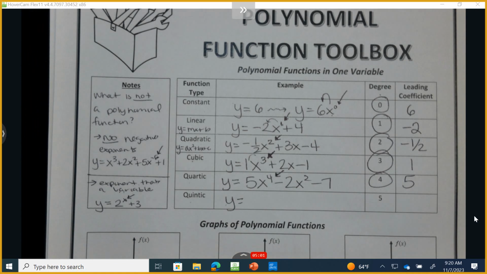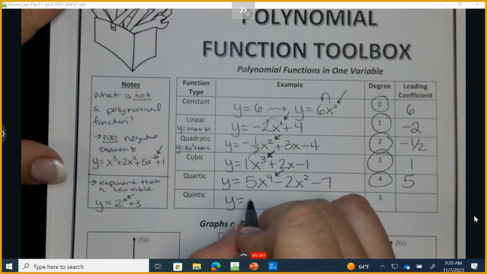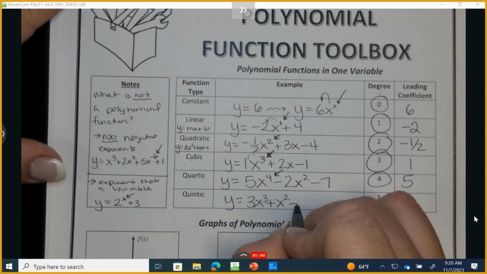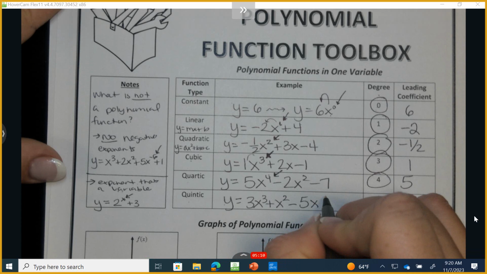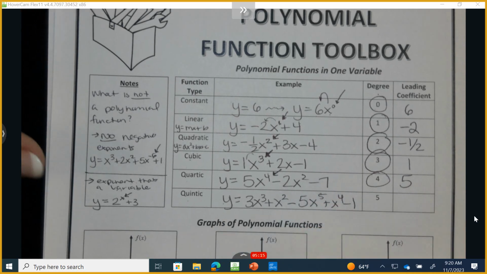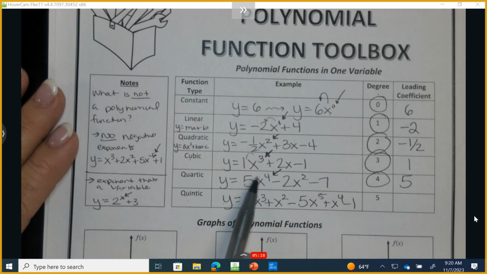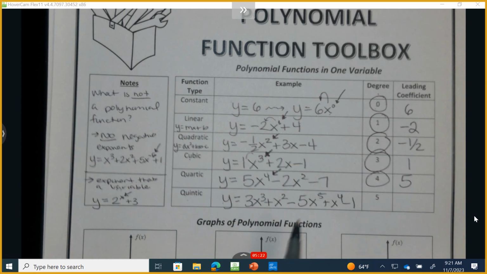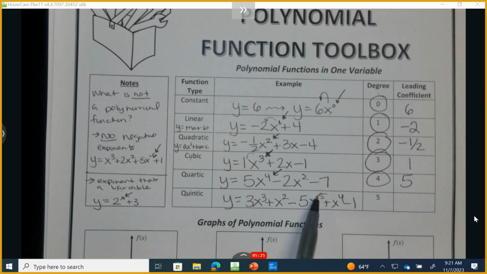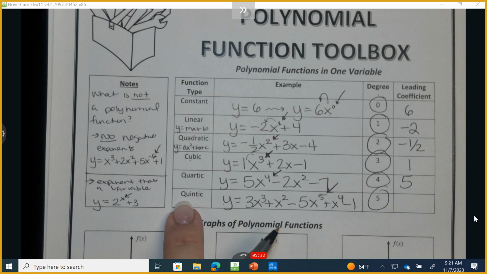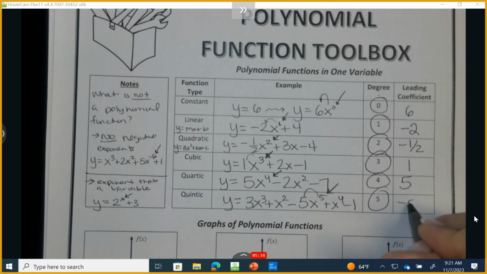Now, sometimes things are not put in order, and I'm going to give you an example. 3x to the third plus x squared minus 5x to the fifth plus x to the fourth minus 1. So all of these are in standard form. This is an example that's not in standard form. It has not been organized with the largest exponent on the variable first. So sometimes you have to analyze and go, okay, the largest exponent is 5. This is degree 5. It is quintic. And the leading coefficient is negative 5.